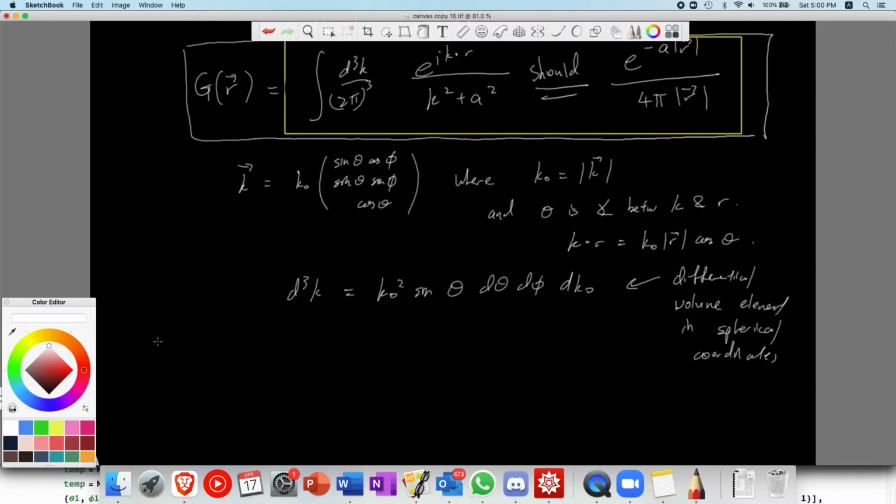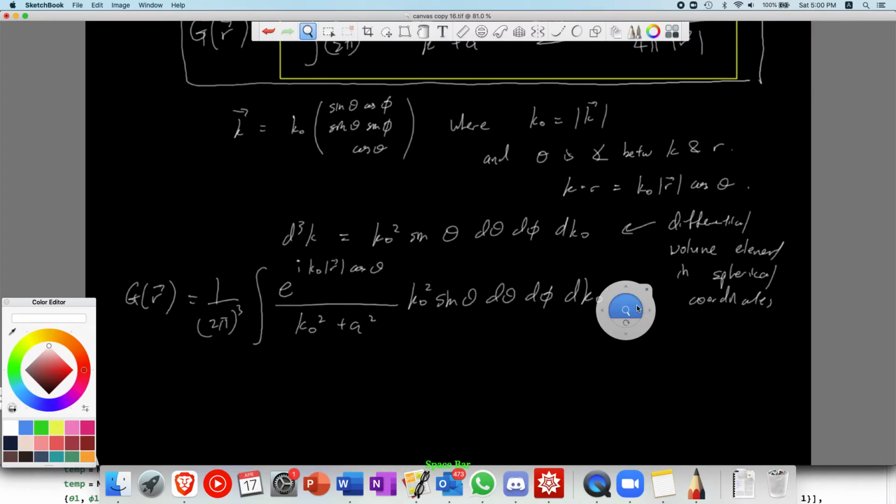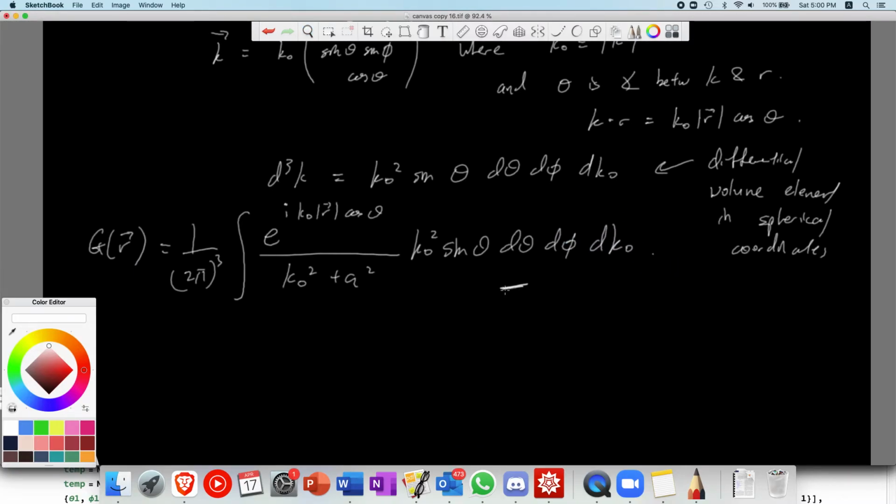So our integral G of r equals, let's pull out the 1 over 2 pi cubed outside, integral of e to the power of i k naught magnitude of r cosine theta over k naught squared plus a squared, and then we have k naught squared sine theta d theta d phi dk naught. Do note that this variable we're integrating is from 0 to pi, this variable is 0 to 2 pi, and this one is 0 to infinity, as with polar coordinates.